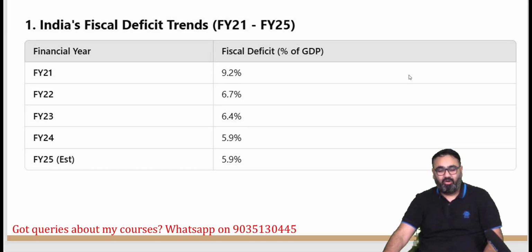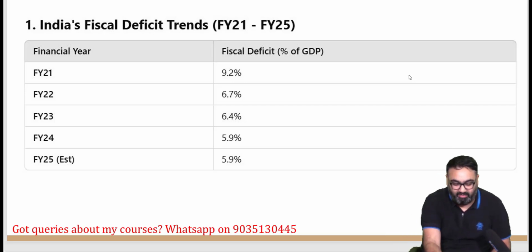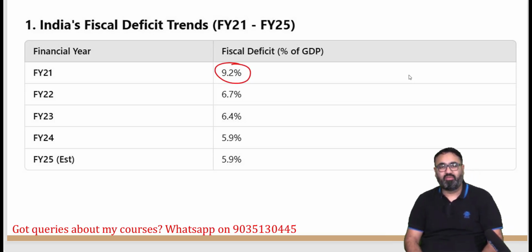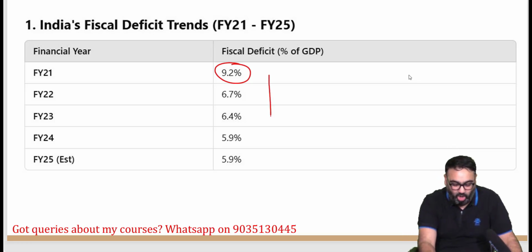This is the trend of how the fiscal deficit has been reduced by the government. As you can see, post-COVID, it was pretty high because the government had a shortfall of revenue. So they had to take a lot more money. But consistently, it has been on a downturn.